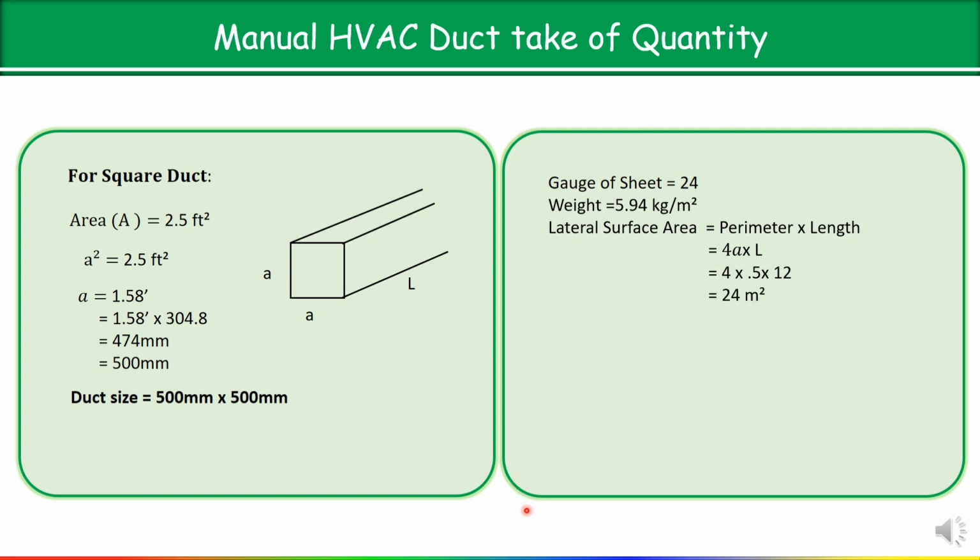So from here you will get the lateral surface area. Now to find out the total weight, simple, weight into lateral surface area. So from here we have got total weight in kg, 142.56 kg. So in this way generally we have to find out the duct takeoff quantity manually. Okay, area also I have explained to you, and total weight. Now let's see how we have to prepare the BOQ.